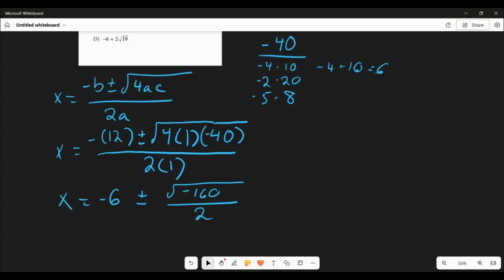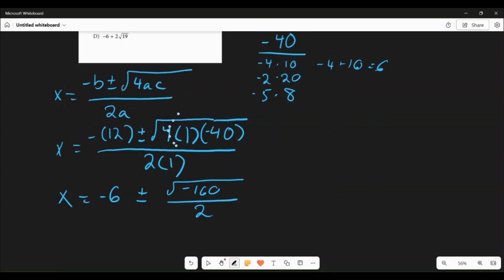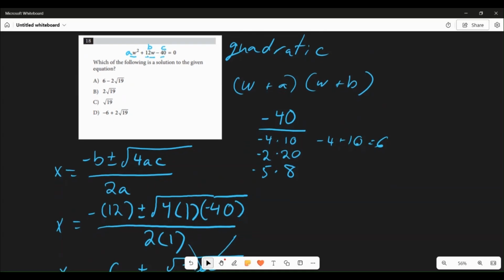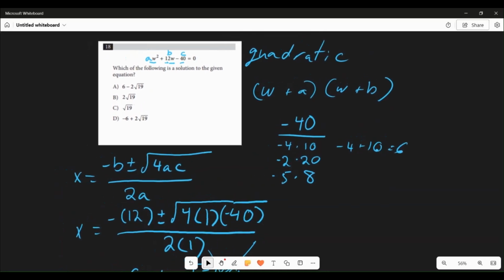So now we just need to simplify this radical. Now, if you recall, you can't have a negative number underneath a radical, right? So this method probably does not work. So we're going to have to find a different way to solve this. Looking at this equation, we have w squared plus 12w minus 40. This could also be solved using the completing the square method, right?